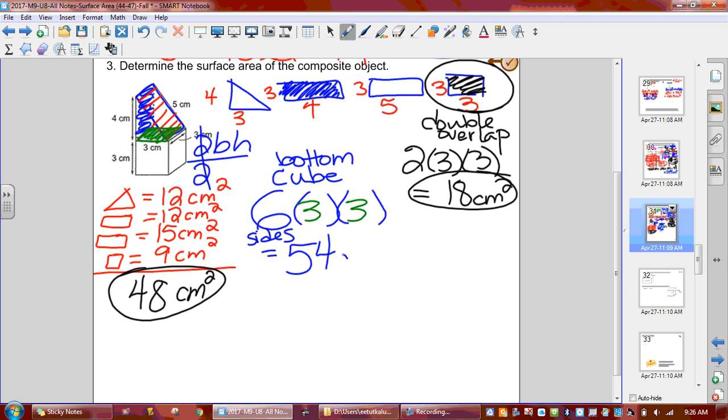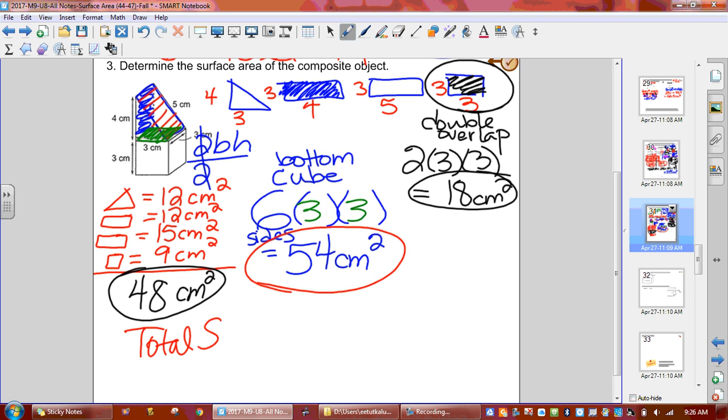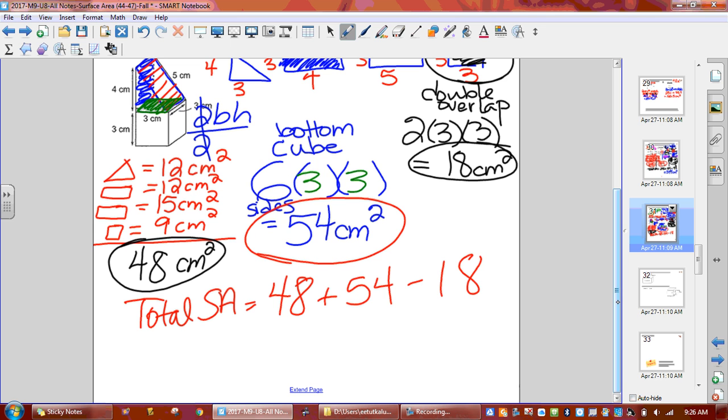So now the rule is we need total surface area. So to get total surface area, we're going to take object 1, circled in black, plus object 2, circled in red, subtract the double overlap. So 48 plus 54, subtract 18. Will give us our total surface area. So how big is our total surface area? 84, good. So 84, let's put our units in, centimeters squared. Okay, check your work.